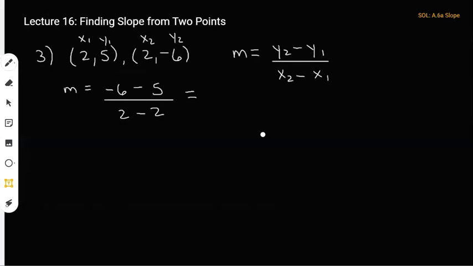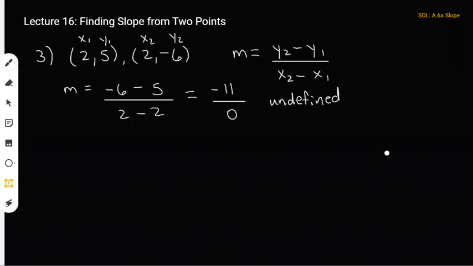So now subtracting at the top, we have negative 6 minus 5. That's going to be negative 11 in the numerator. In the denominator, I'm going to have 2 minus 2, which is 0. So what's negative 11 divided by 0? Since we can't divide by 0, this is going to be undefined. So we're not even going to get a number for our answer, since we're dividing by 0 at the bottom.